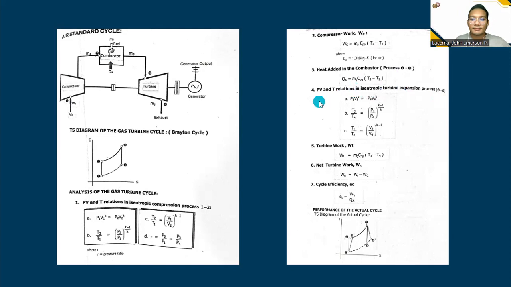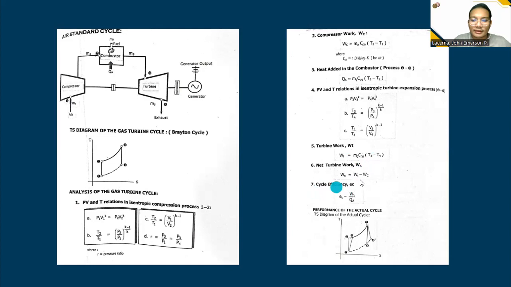Sa process 3 to 4, PV and T relationship ulit in isentropic turbine expansion process. P3 V3 to the power K equals P4 V4 to the power K. Next, sa ating temperature naman, temperature pressure relationship: T3 over T4 equals the quantity P3 over P4 raised to K minus 1 over K. And then temperature volume: T3 over T4 equals V3 over V4 raised to K minus 1. And then process 3 to 4, nandito yung ating turbine work, equals mass times specific heat times T3 minus T4.